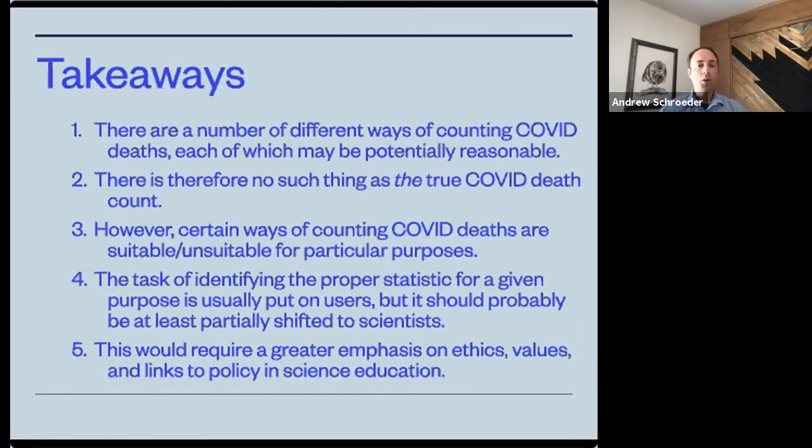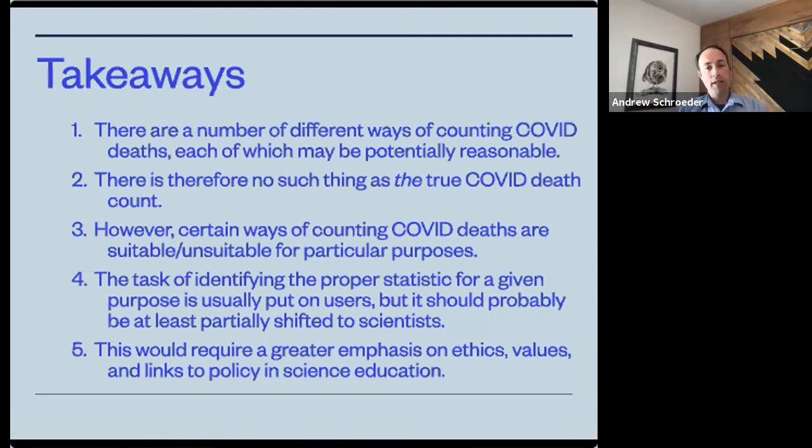First point, although lots of people have argued about whether the CDC count over- or undercounts COVID deaths, in fact, everyone may be right here. Because deaths are part of a complex causal web, there are a number of different ways of deciding which deaths to count as COVID-caused, and each of these approaches can be a reasonable one. Second point, what that means is that there's therefore no such thing as the true COVID death count. However, that doesn't mean people can just say whatever they want.